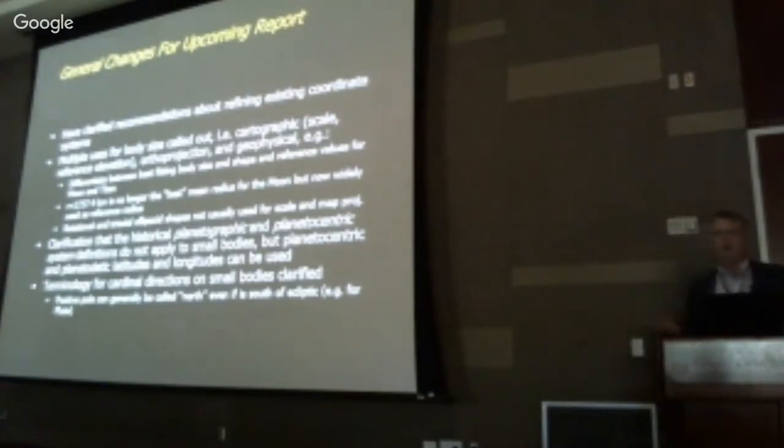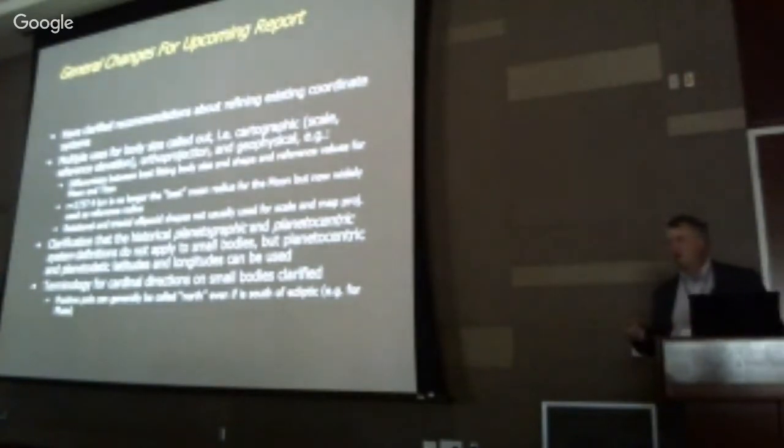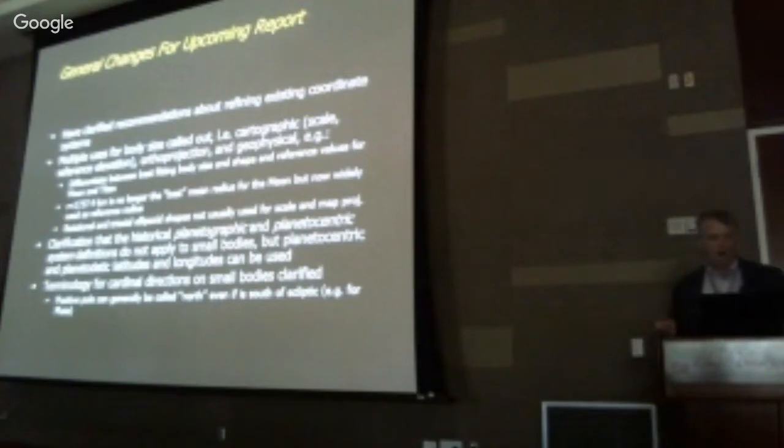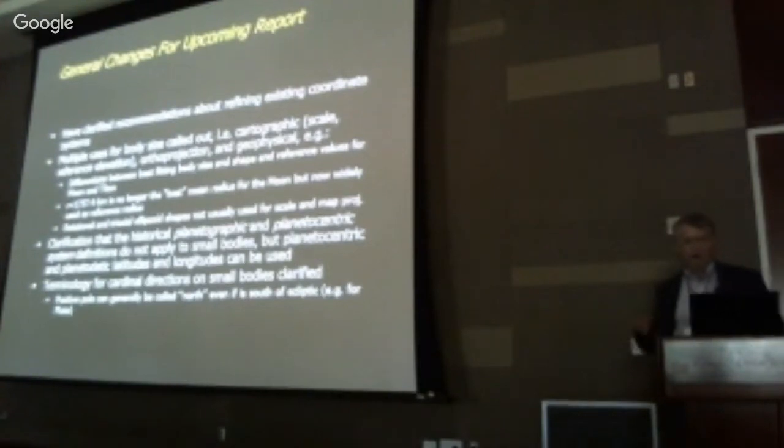For example, in map projections, most use a spherical shape, whereas if you're projecting images on EO, you probably want to use a triaxial ellipsoid to get the best possible projection. Clarify that the planetographic and planet-centric systems only apply to the planets and satellites and not the new small bodies or other bodies, including dwarf planets.